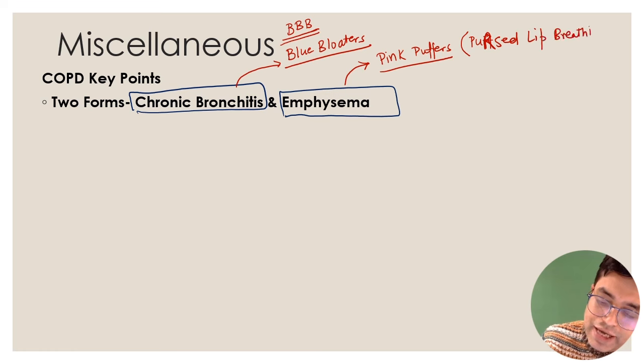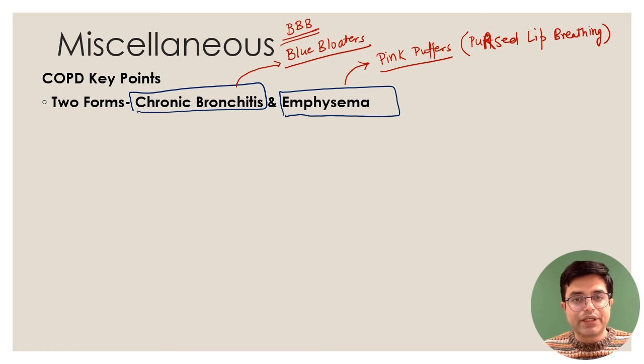So if an edematous blue COPD patient, that was called a blue bloater. These were the patients who would have chronic bronchitis. If the patient is very thin, pink in color, no cyanosis, but does pursed lip breathing and is severely cachexic, as if the clothes are hanging very loosely on the body, that person will be a pink puffer, and they were categorized as emphysema.